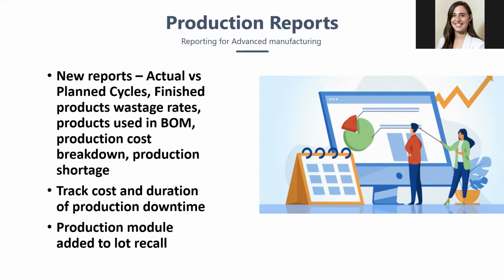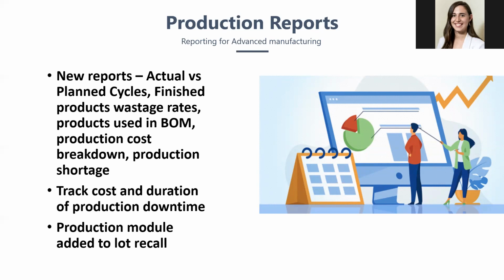Production cost breakdowns: this report shows detailed production cost breakdowns. You also have production shortage. This report shows the quantity of components required for released and in-progress production orders, so you can look at any shortages you might be facing. You can also track costs during downtimes. An enhancement is the production downtime report, which measures the duration and the cost of a downtime. So if a particular resource is out and you cannot manufacture, this will take into consideration the operation and the work center. Production modules were also added to lot recall reports.